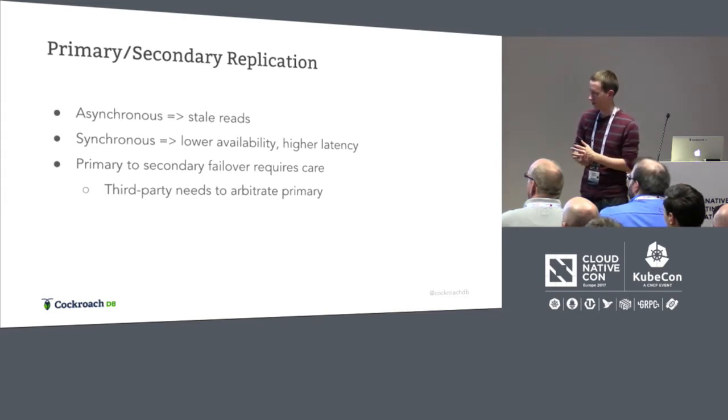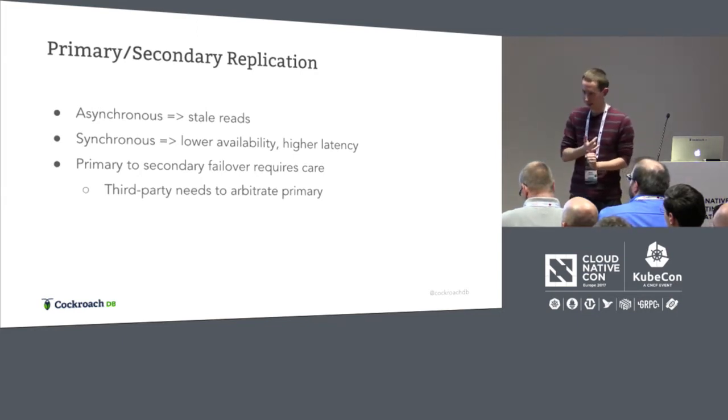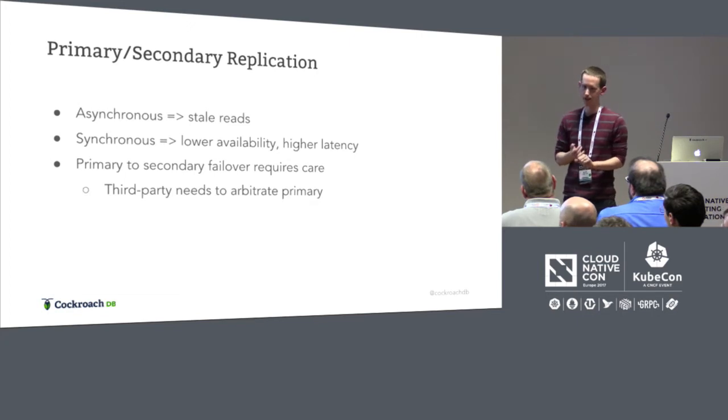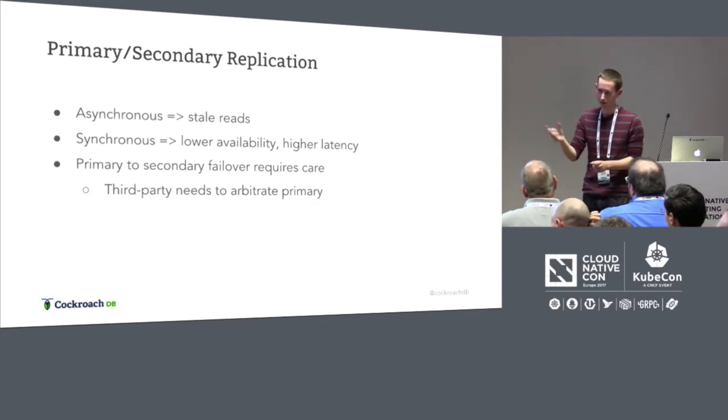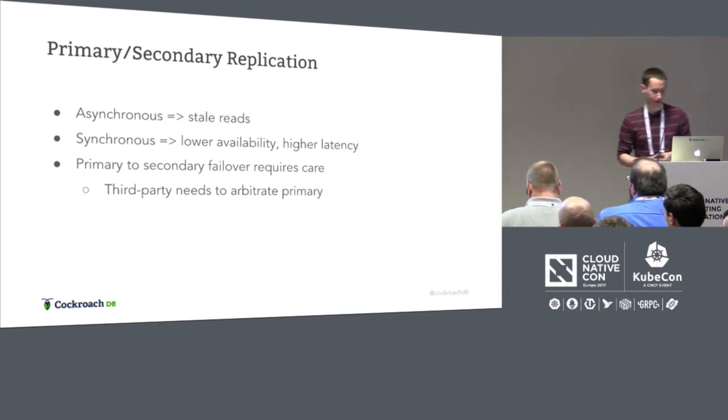If you're doing synchronous replication, meaning that your secondary has to acknowledge writes before the primary can acknowledge a write to a client, then you're lowering your availability by requiring the secondary to acknowledge writes. You're increasing your latency by adding a round trip to every write. And it's, again, very tricky on failover. It's really hard to get this right in practice.